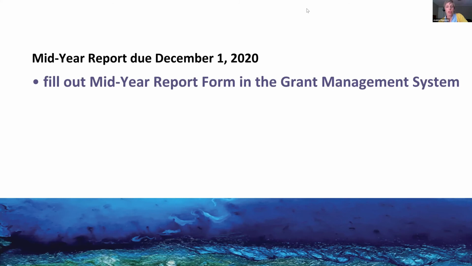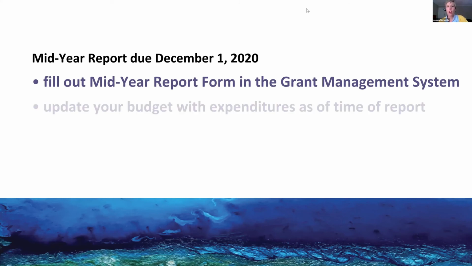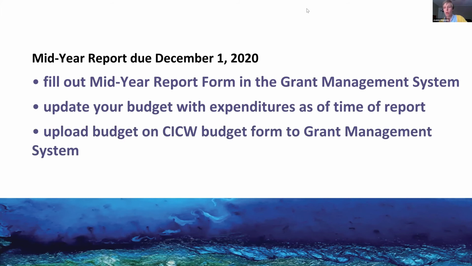You fill that out in the grant management system. Update your budget with expenditures at the time of reporting. So if you submit it December 1, your expenditures as of December 1. And upload the budget on the CICW budget form in the grant management system. I'm really repeating this over and over again because it's one of the things that we have a hard time with.